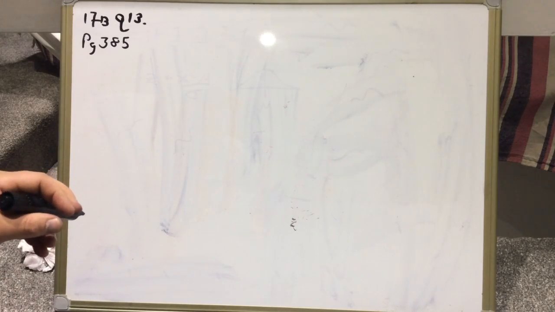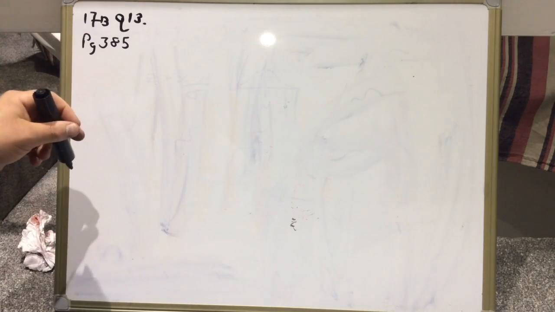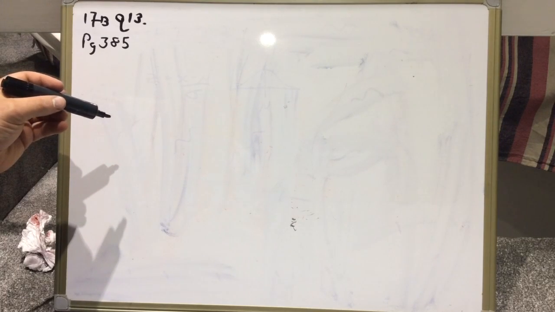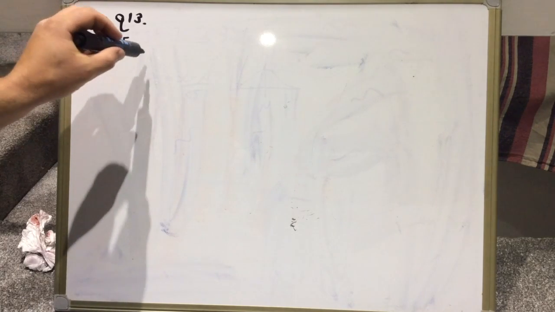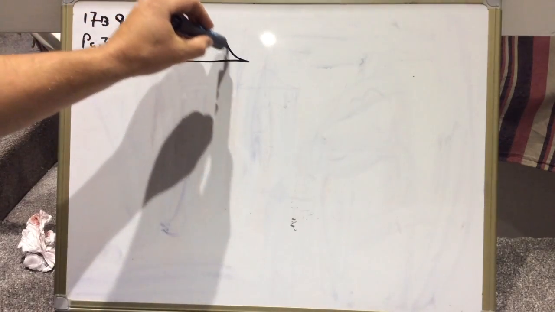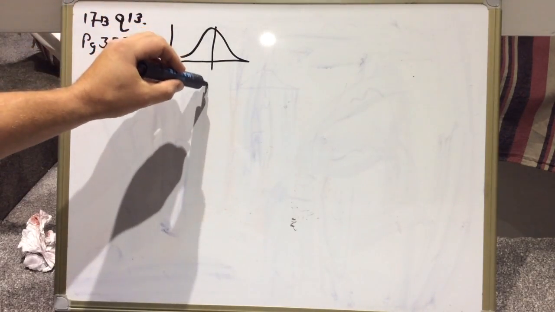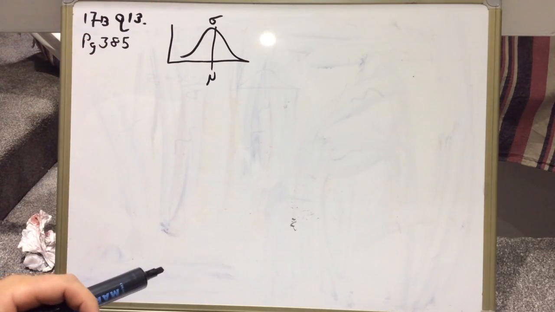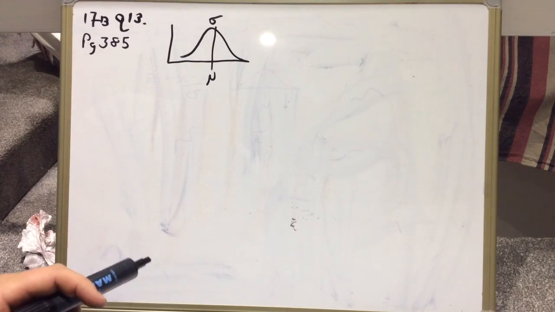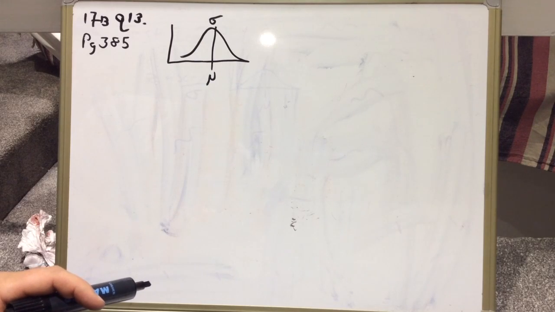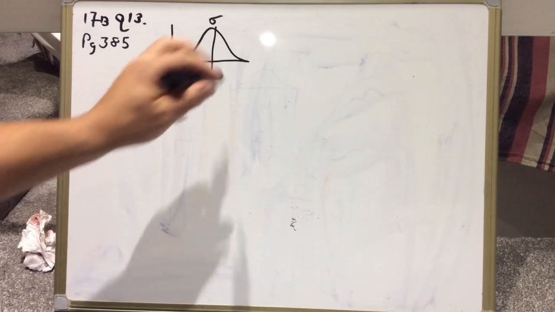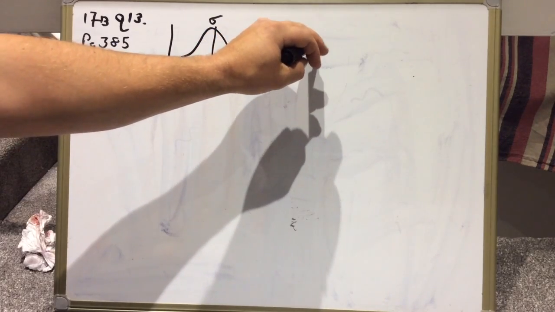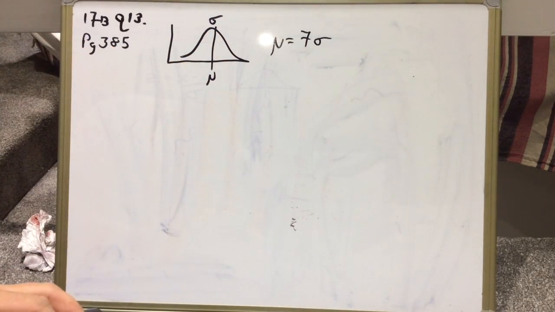This is question 13, page 385, exercise 17b. So it says a variable has a normal distribution, so we start off with our standard normal distribution, mean average, and that's supposed to be in the centre. And it says we have a mean that is 7 times its standard deviation. So the mean is equal to 7 times its standard deviation.